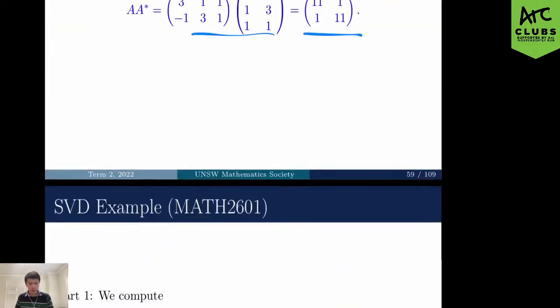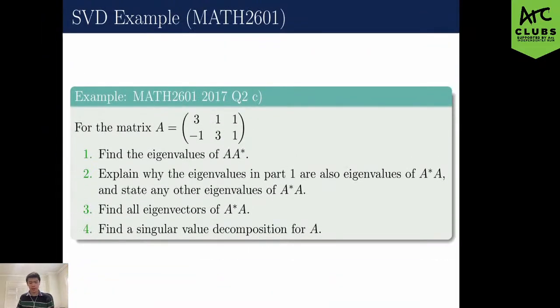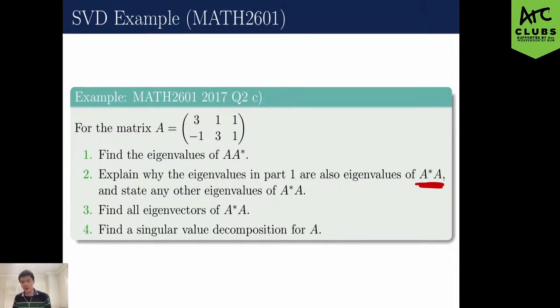Okay. Part 2 is basically asking us to apply the theorem we just learned. So explain why the eigenvalues in part 1 are also eigenvalues of A transpose A, right? It's because of what we just talked about. This property that the non-zero eigenvalues of A transpose A are equal to the non-zero eigenvalues of the other way around. So what are the other eigenvalues then? Second part of the question? They'll be 0.